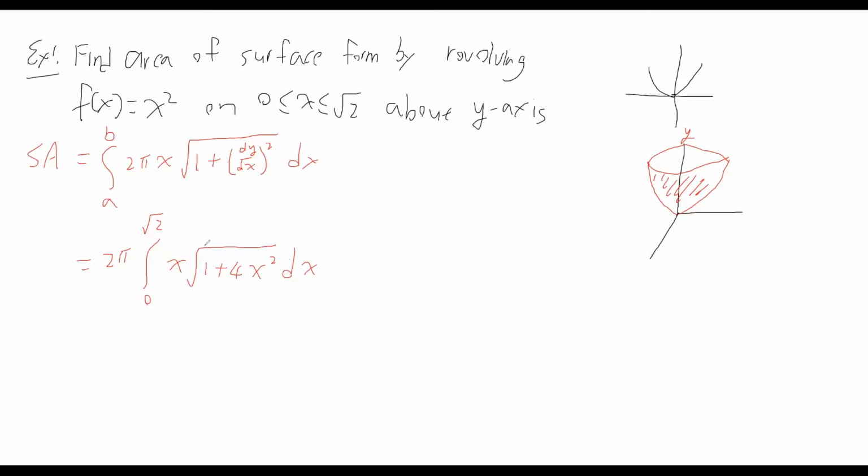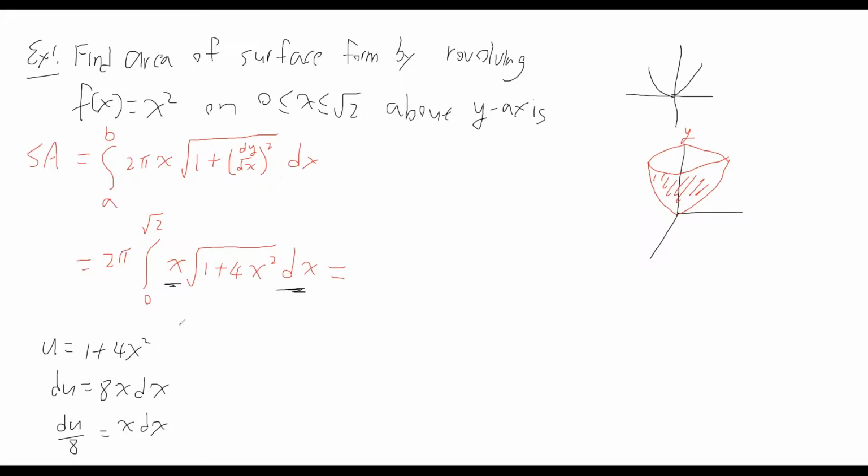Okay. All right. So in this case, we probably use substitution, right? Because the derivative of that will be 8x, and we have x here already, so we just need 1 over 8 out the front. Right, so let's do u substitution. Let's say u is 1 plus 4x squared, du will be 8x dx. So du over 8 will be equal to x dx. Right, so we can take care of the x here and the dx here.